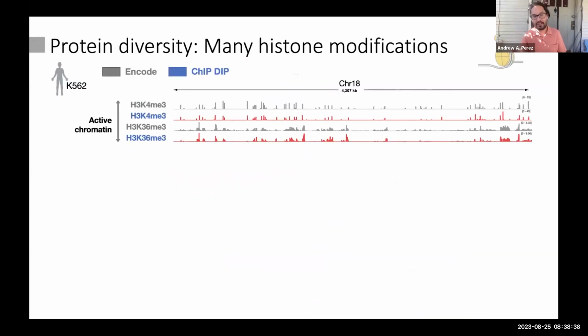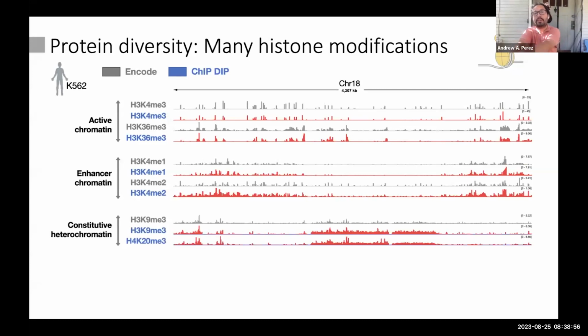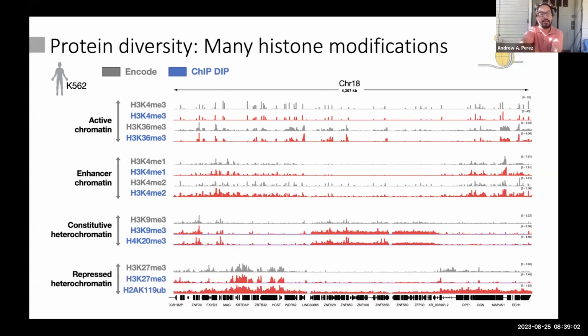So if we look at histone modifications and we ask ourselves, what about active chromatin? H3K4 trimethylation at promoters, or H3K36 trimethylation at active gene bodies. We can see that they're matching our ENCODE control nicely. The same is true for enhancer chromatin, our constitutive heterochromatin, H3K9 trimethylation, H4K20 trimethylation, and lastly, Polycomb repressed chromatin, matching our H3K27 trimethylation ENCODE control, and the H2A119 ubiquitinylation. So we can do histone modifications.